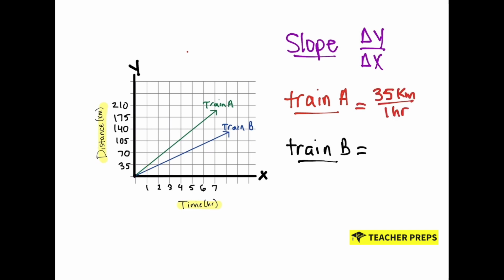Now let's look at train B. We can use (0, 0) for train B as well. Then if you look, in 2 hours, it's gone about 35 kilometers. So train B has gone about 35 kilometers in 2 hours. Now to compare these, it's going to make it a lot easier if we can get it in 1 hour just like train A. So we can divide both of these by 2. So train B is going about 17.5 kilometers per hour. By looking at the slopes, you can see that train A is moving faster than train B.